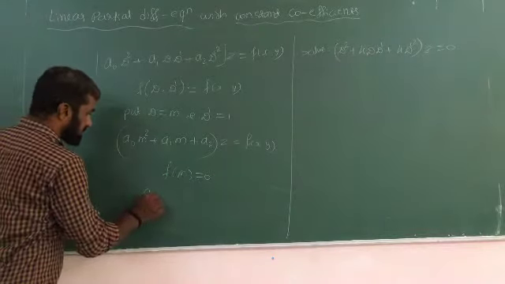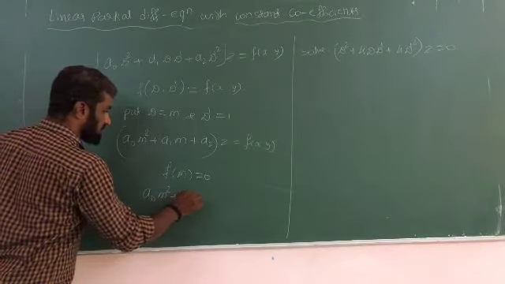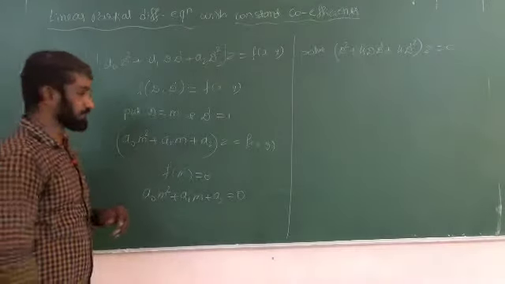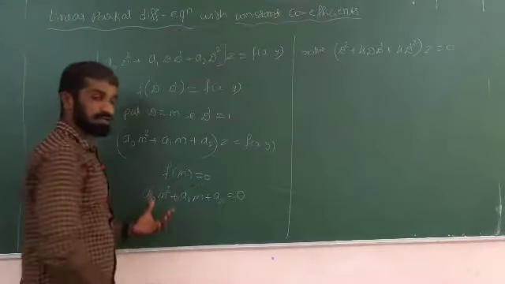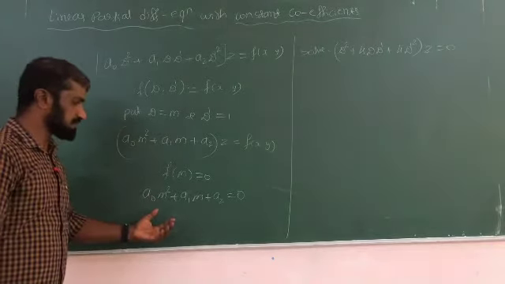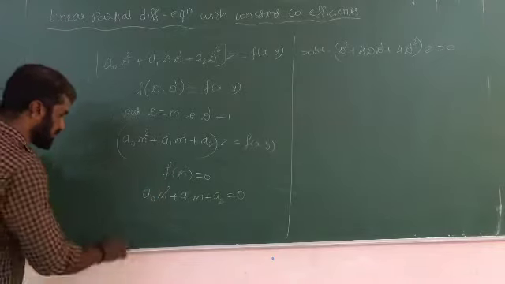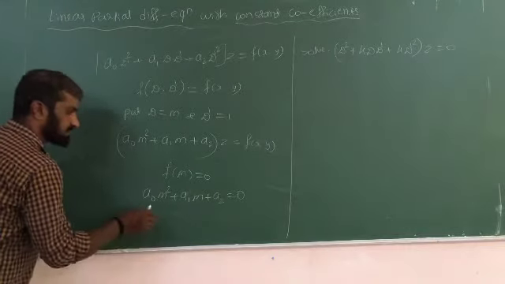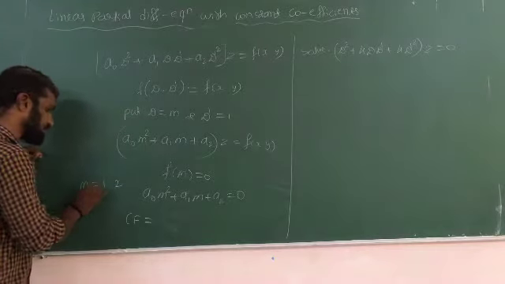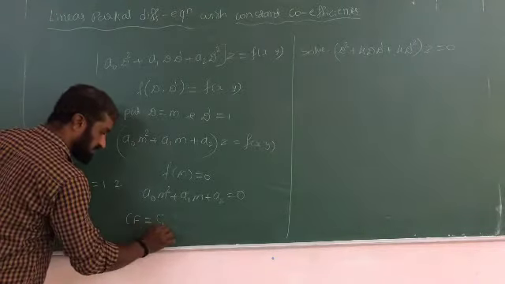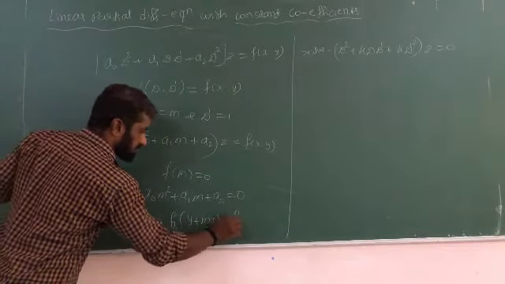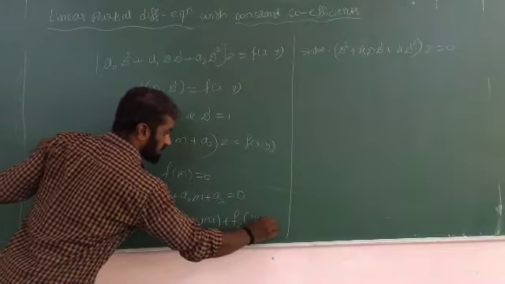a naught m square plus a1 m plus a2 is equal to 0, and f of D equal to 0. Simplify: a quadratic equation has two roots. If the two roots are real and distinct, use the formula CF is equal to f1 of y plus m1 x plus f2 of y plus m2 x.